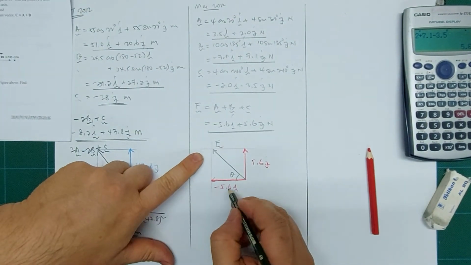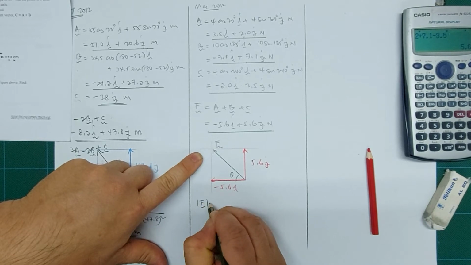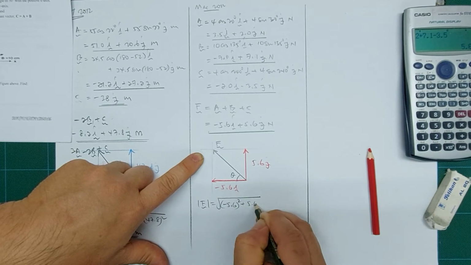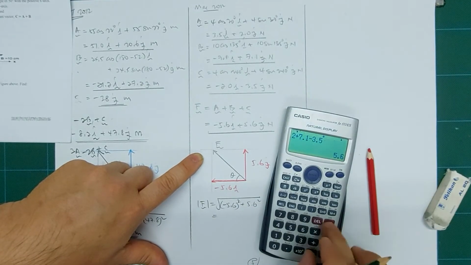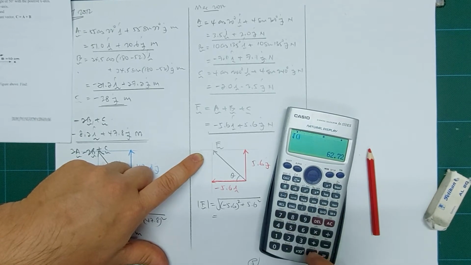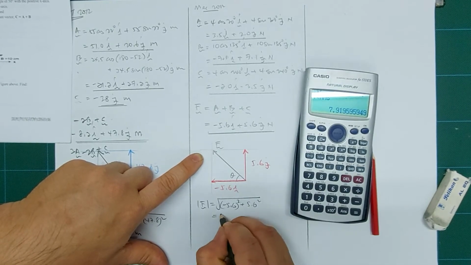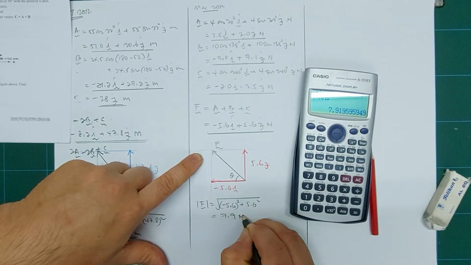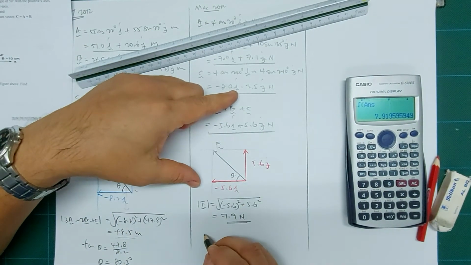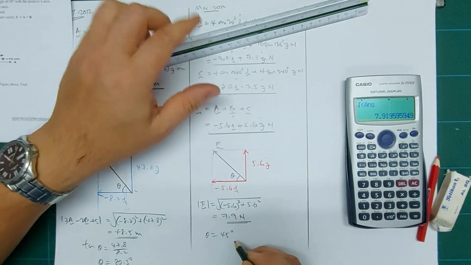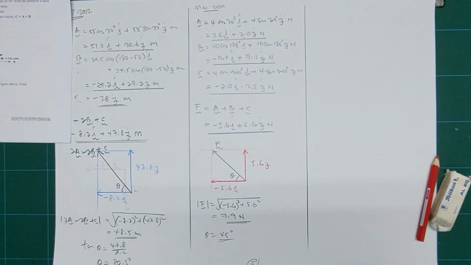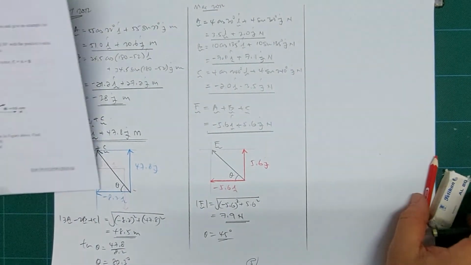Magnitude is the square root of negative 5.6 squared plus 5.6 squared. So our answer is the square root of 5.6 squared plus 5.6 squared, which is 7.9 Newton. And the angle, no need to calculate because the components are the same. Your theta must be 45 degrees. So that is our answer for the March 2012 question. Okay, next one.